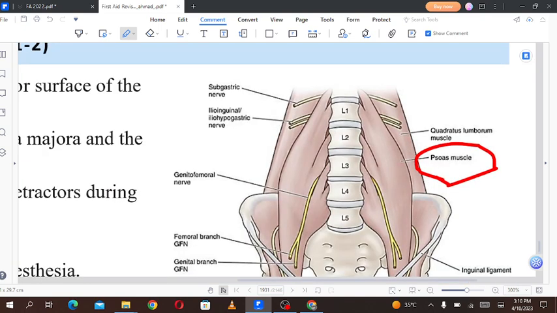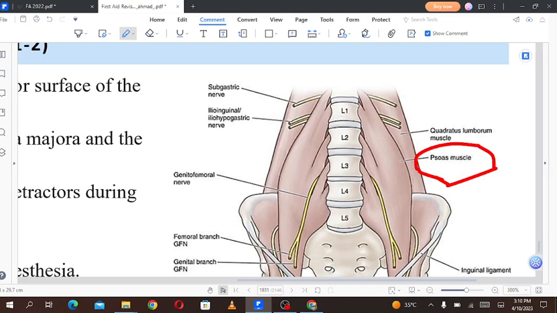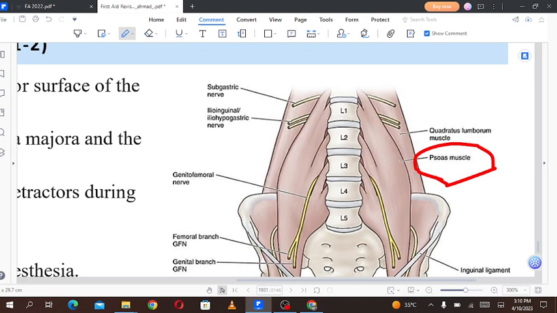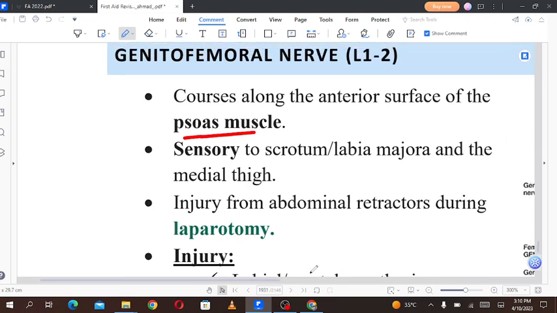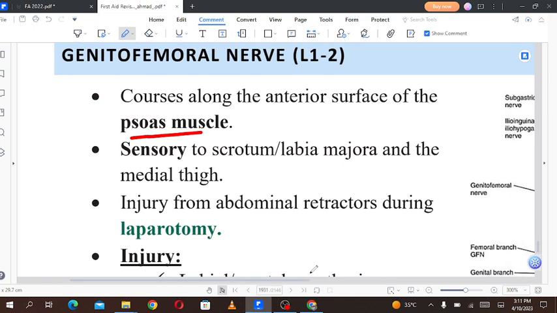So what are we reading about the psoas muscle? It courses along the genitofemoral nerve. The genitofemoral nerve courses along the anterior surface of the psoas muscle. It is sensory to the scrotum, labia majora, and the medial thigh. Injury occurs from the abdominal retractors during the laparotomy. So laparotomy will damage the genitofemoral nerve.